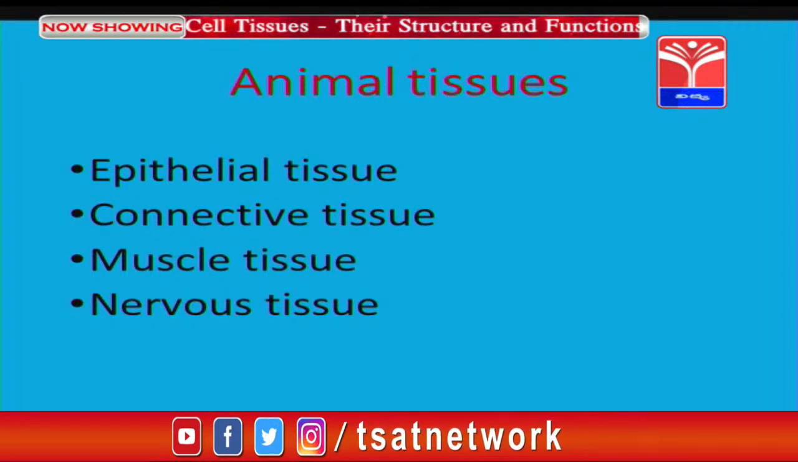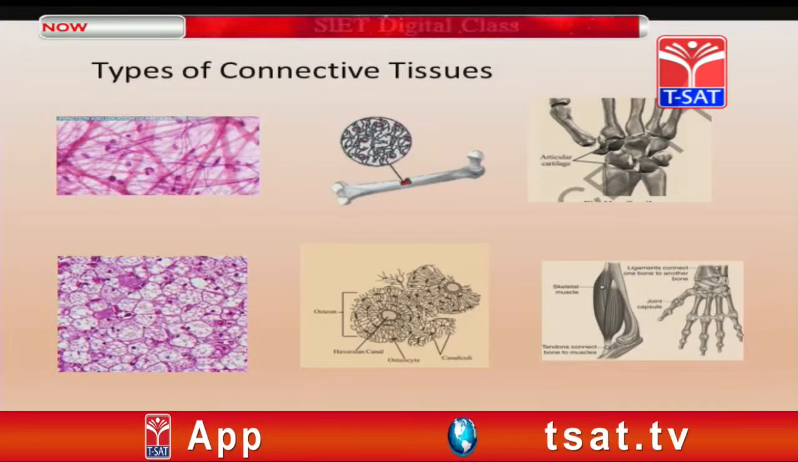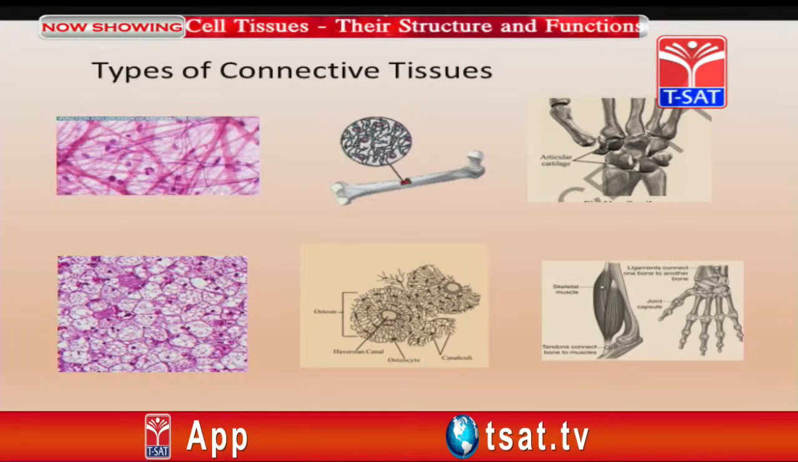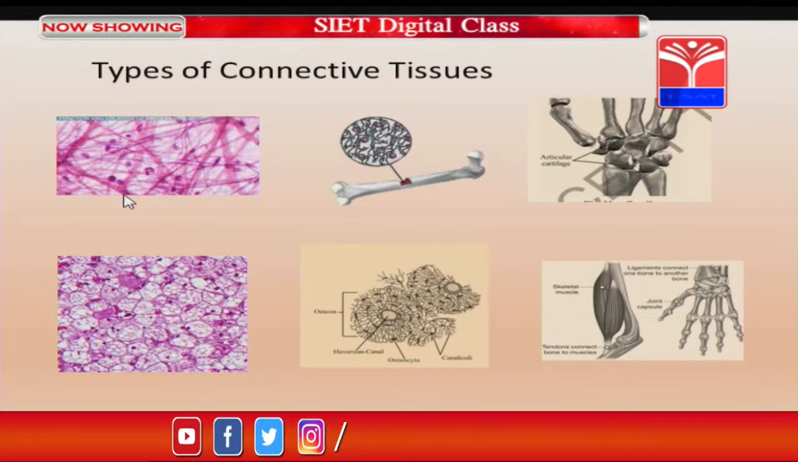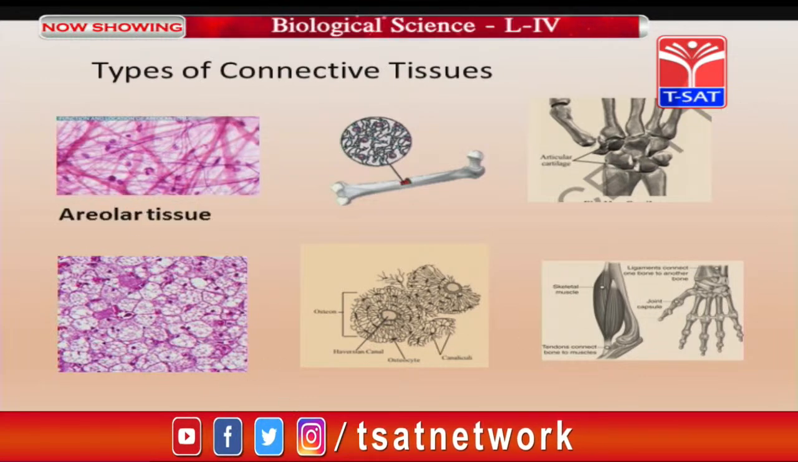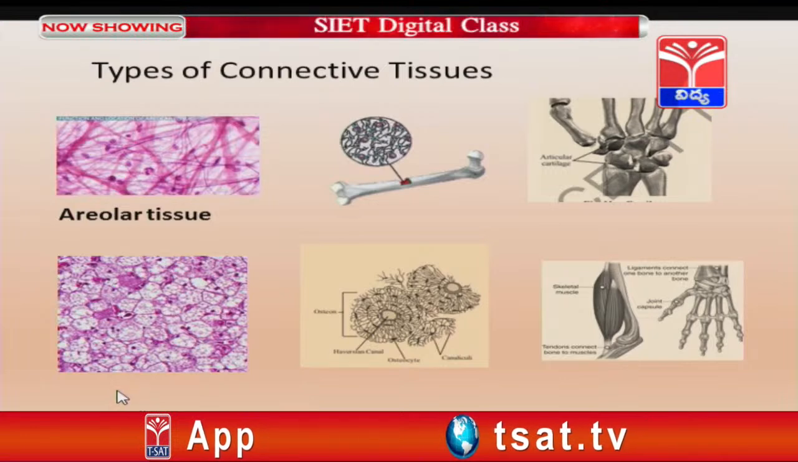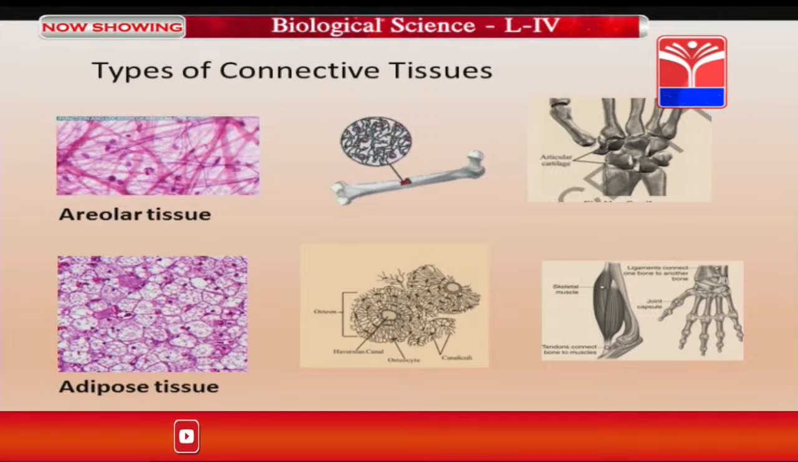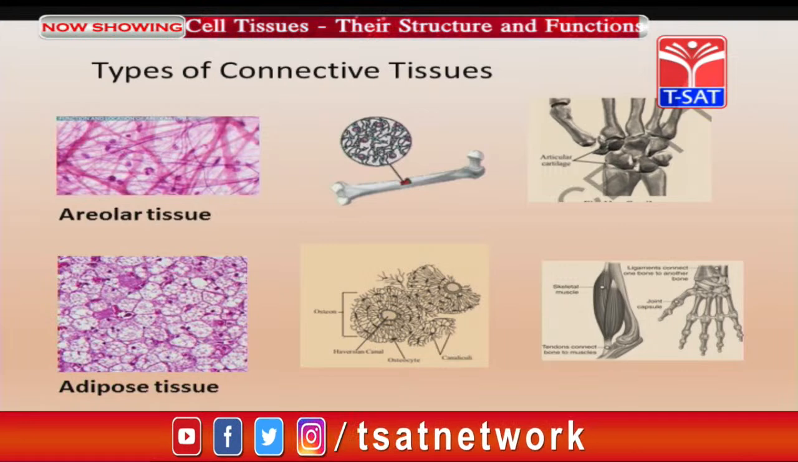The internal organs are located at specific spaces without any displacement in organs due to connective tissue. There are different types of connective tissues. First, you can see areolar tissue. Areolar tissue joins different tissues. Now, the second tissue is adipose tissue. In this tissue, fat is stored. This type of tissue is found under the skin.